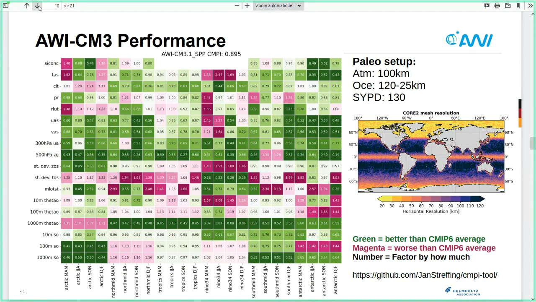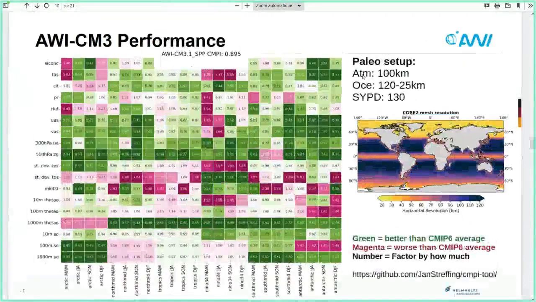And wherever our model is green, the biases are smaller than the average CMIP6 model. And wherever it's red, it's more, right? So you can see in some variables, we're doing quite well. And in other variables, we have some catching up to do, especially, for example, standard deviation of ocean surface temperature doesn't look very good. And this is what we would consider a paleoclimate-ready version of our model.